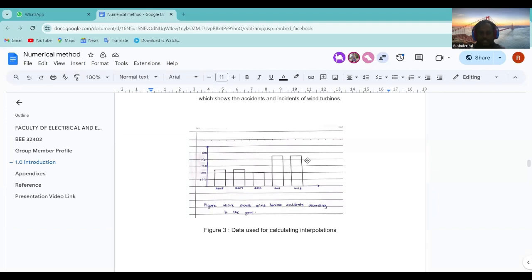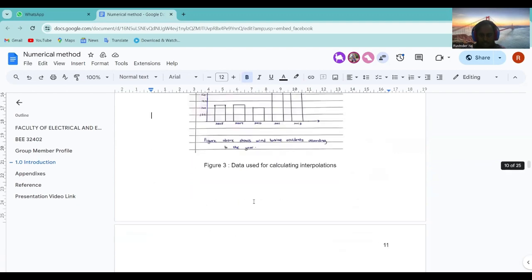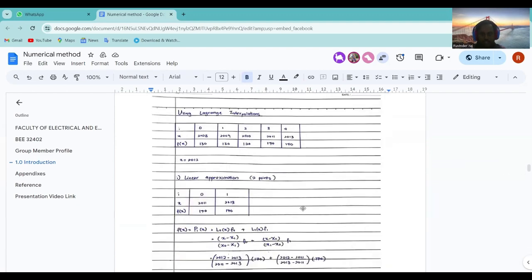My matric number is DE220007, and this is the data used for calculating the interpolations, which is from 2008 until 2013. And we are using Lagrange interpolations.